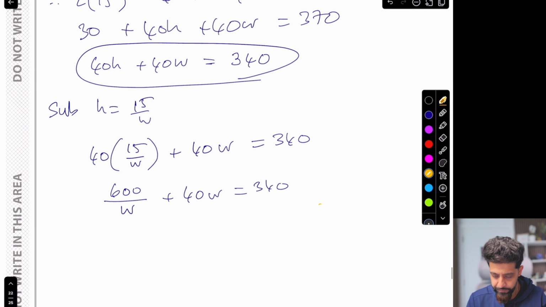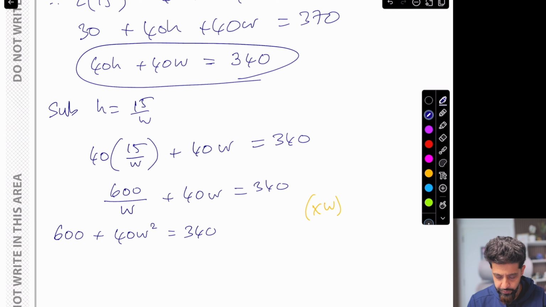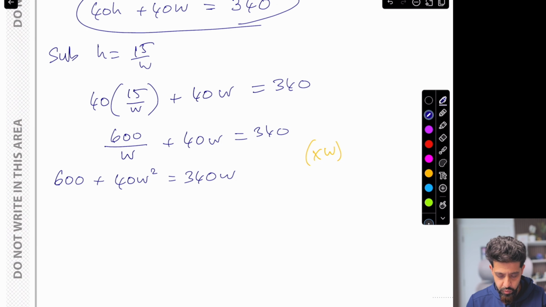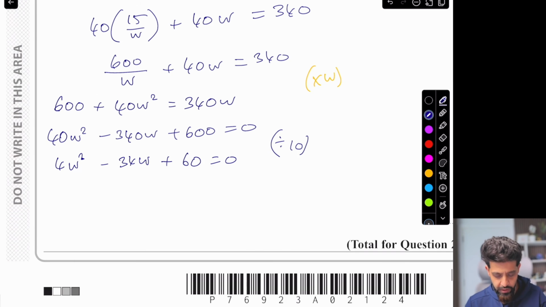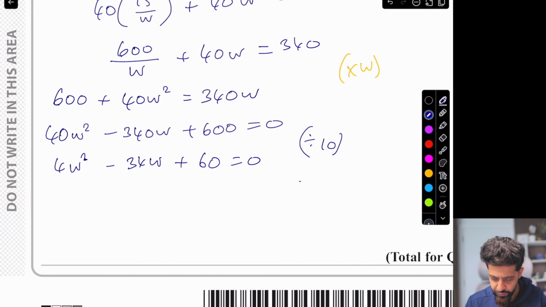Times everything by W here. So we get 600 plus 40W squared is equal to 340W. We can take everything to one side and make it a quadratic. So we get 40W squared minus 340W plus 600 equals 0. Divide everything by 10, at least for now. So we get 4W squared minus 34W plus 60 is equal to 0. Can we divide by 4? Divide by 2 for now.